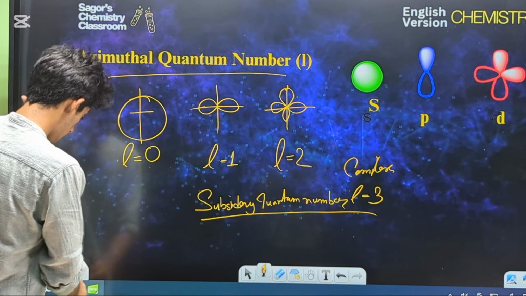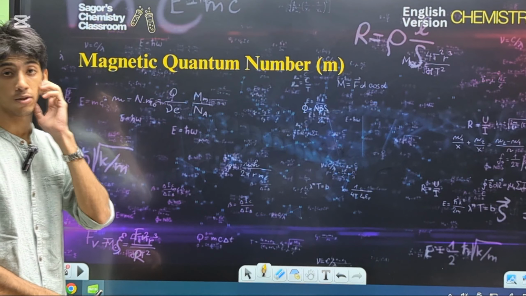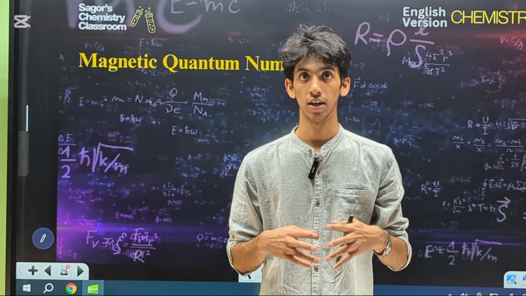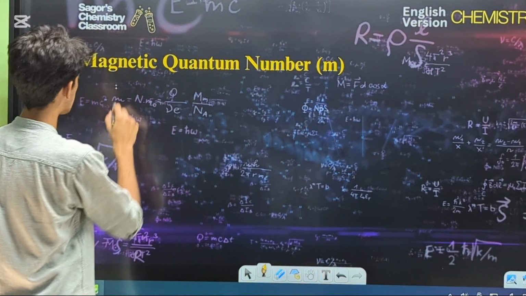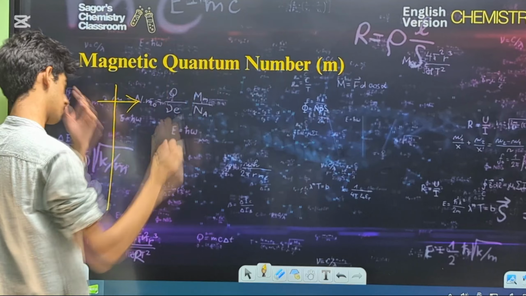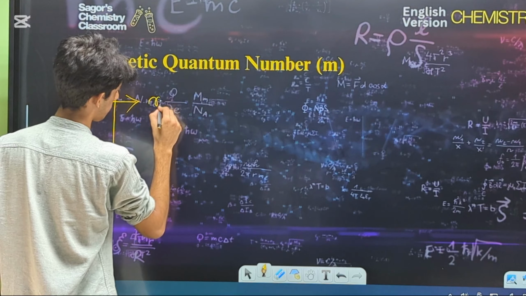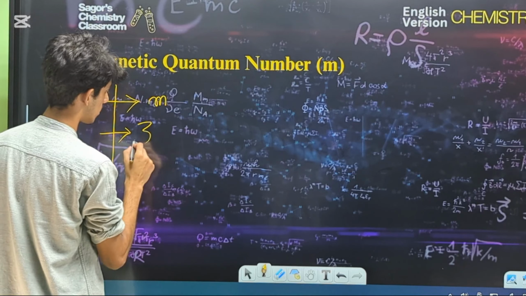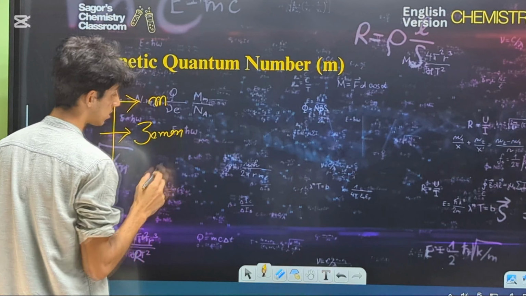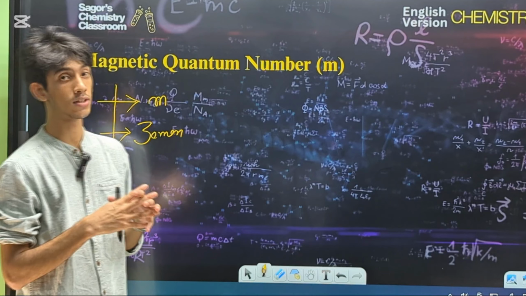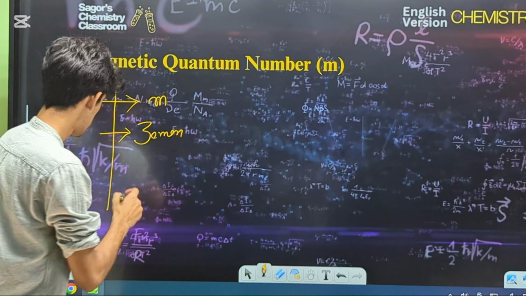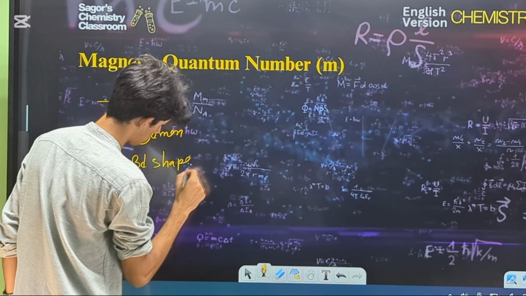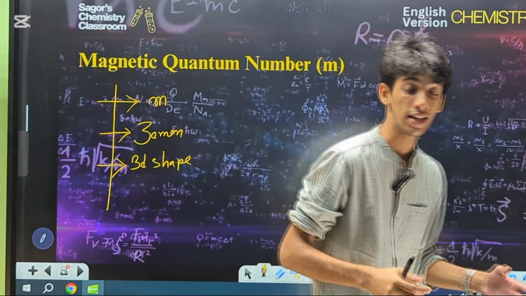So let's go to the next slide, which is the magnetic quantum number, and it's the third type of quantum number. It is indicated by the small letter M, and it was invented by the scientist named Zeeman. This quantum number indicates the 3D shape of an orbital. But here also there is a catch.